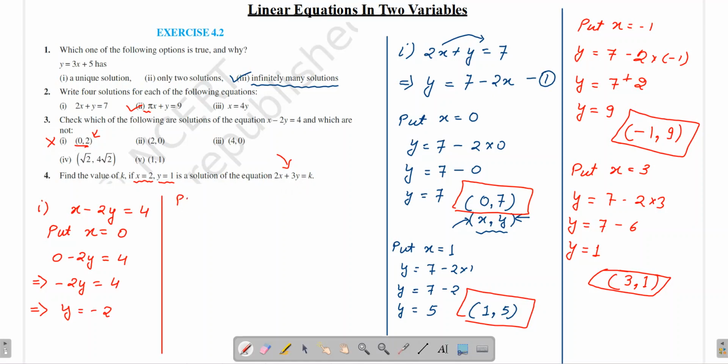So now putting, I am doing the solution of question number 4 now. X is equals to 2 and y is equals to 1, we get 2 into 2 plus 3 into 1 is equals to k, 4 plus 3 is equals to k, 7 is equals to k. So this is the value of k.